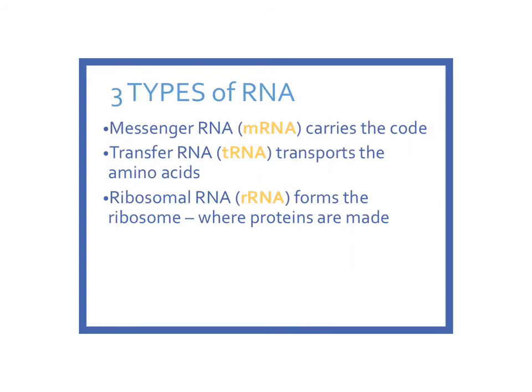Now, there are 3 types of RNA that are involved in protein synthesis. The first we call messenger RNA, which carries the code, as I just talked about. There's also one called transfer RNA, or tRNA, and its job is to transport the amino acids. So it's transferring the amino acids. The third is called ribosomal RNA, or rRNA, which actually makes up the structure of the cell called the ribosome, which we talked about earlier in the year. And the ribosome is where the proteins are going to be made. That's kind of like the protein factory.